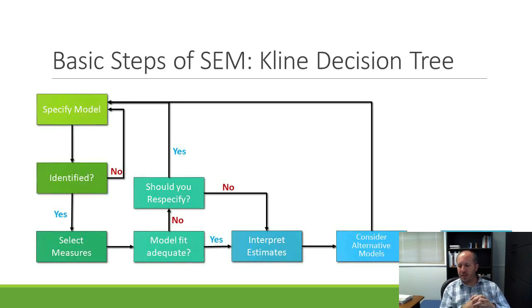Klein, in your textbook, has a wonderful decision tree, which I have re-put right here with a few little changes to make it a little cleaner for you. You'll first start with model specification, and then you'll look at the model identification. If it meets the requirements for model identification, you move on to selecting your measures. If it doesn't, then you need to re-specify the model. After you've selected your measures, you estimate the model. You run it and see if you have adequate model fit.